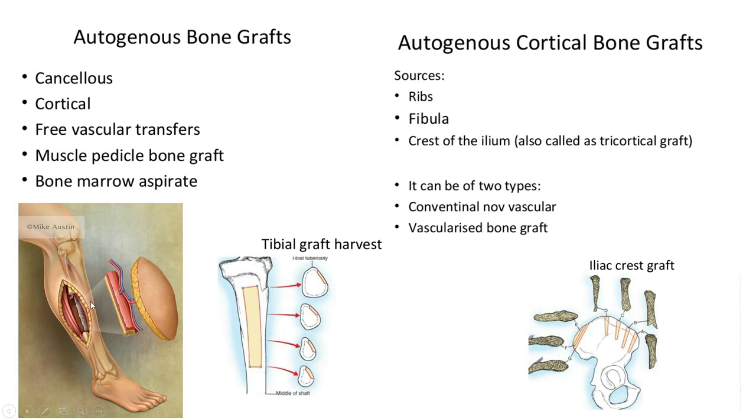So to do reconstruction of a part or a limb or a defect, you have to reconstruct the bone, you have to reconstruct the muscle, you have to reconstruct the skin defect and the fascial defect. So all are replaced by this muscle pedicle bone graft. This is the most common replacement done by a plastic surgeon or microvascular surgeon.